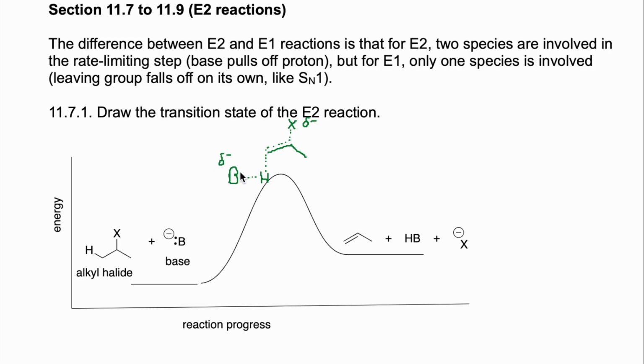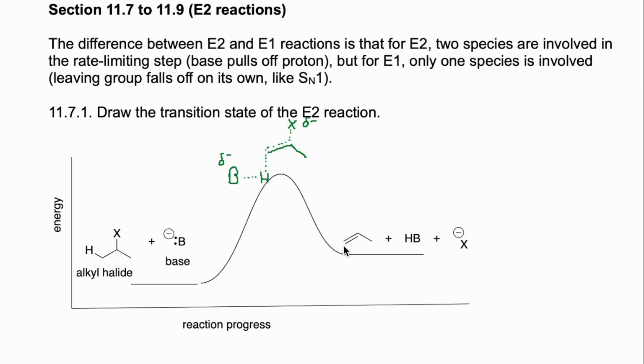The base is no longer completely negative, it's partially negative because it is starting to use its electrons to form that bond to the hydrogen, the proton that it's pulling off. The bond from hydrogen to carbon is breaking and starting to form this pi bond, a double bond between the carbons, and the X group is starting to leave. So since all of these things are starting to happen and haven't quite happened yet, that's what makes this transition state so high energy.